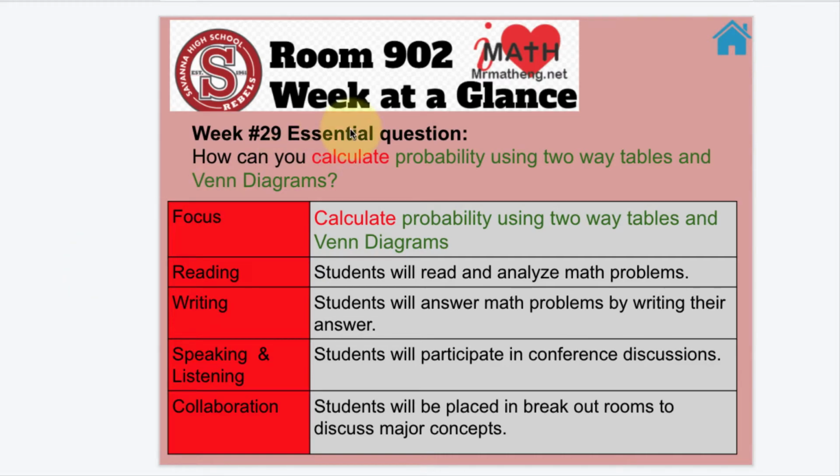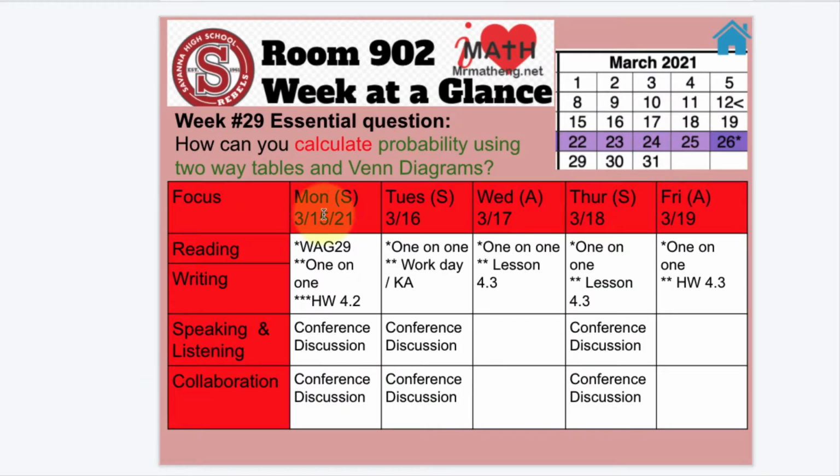And for week number 29, the essential question is, how do you calculate probability using two-way tables and Venn diagrams? So today, week 29 at a glance, one-on-ones, and homework 4.2. Tomorrow on a synchronous Tuesday, I'm going to give you a workday or Khan Academy catch up. Wednesday, I'm going to release lesson 4.3.